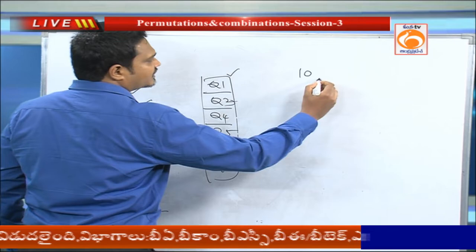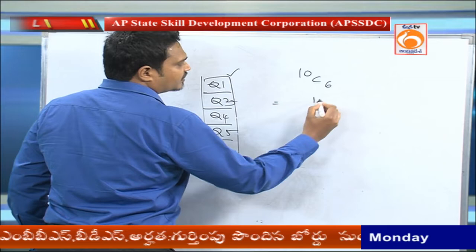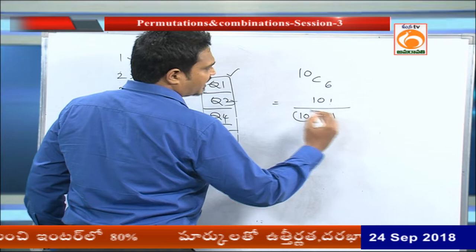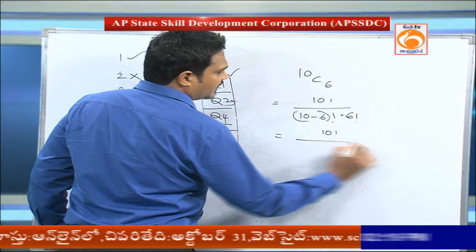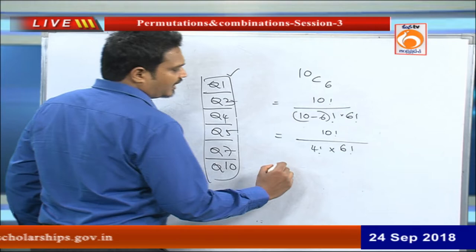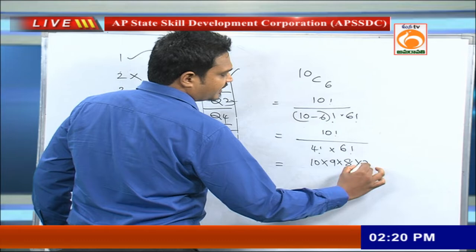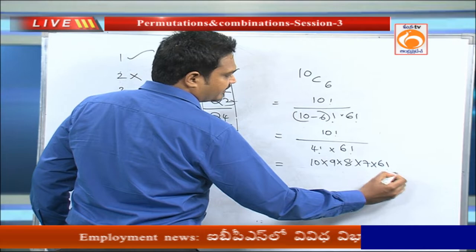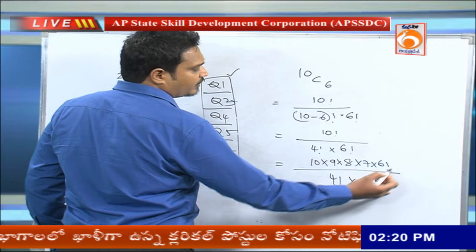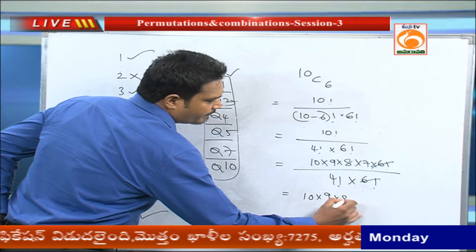If you ask me how it works, it is so simple. 10 factorial by (10 minus 6) factorial into 6 factorial, which means 10 factorial by 4 factorial into 6 factorial. Now, which means 10 into descending order multiplication, 10 into 9 into 8 into 7 into 6 into 5, let's say I'm going to stop with 6 just because we have 6 factorial in the denominator, 4 factorial into 6 factorial. Now, it is so simple. 6 factorial and 6 factorial I'm going to cancel and we are left with 10 into 9 into 8 into 7 by 4 into 3 into 2.